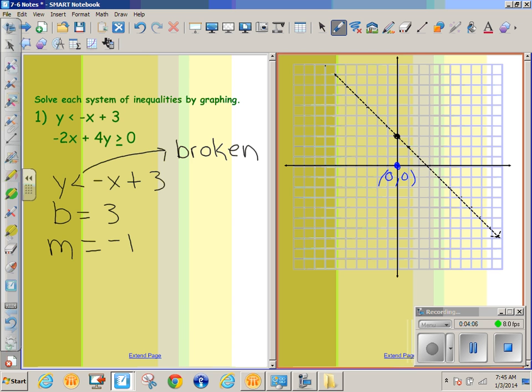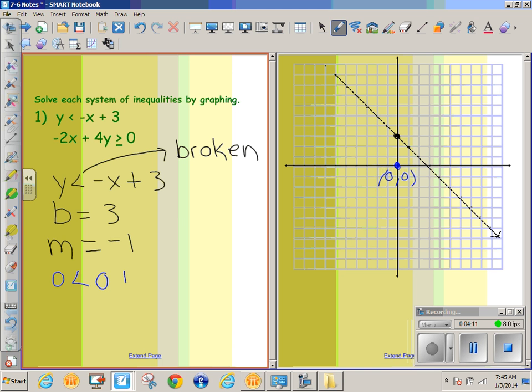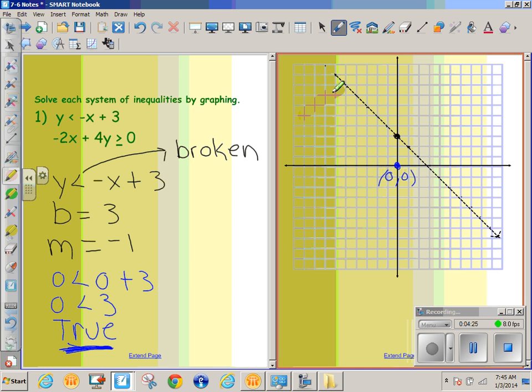I'm going to use that and go back in and substitute. So I've got 0 is less than 0 plus 3. 0 is less than 3. Well, that's a true statement. So if it's a true statement, I always want to shade where it's true. That means I'm going to use a highlighter. Fancy on you today. So we're going to shade here below the line.